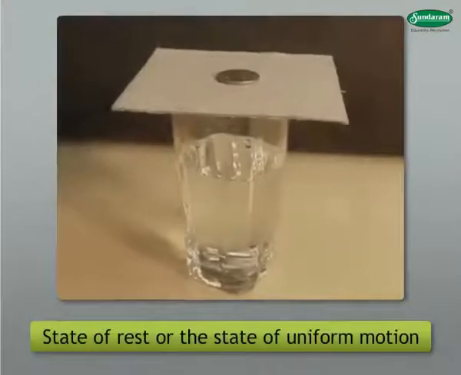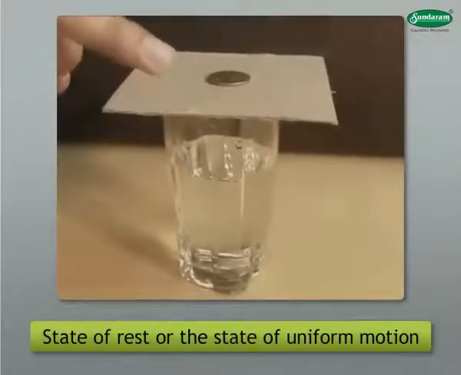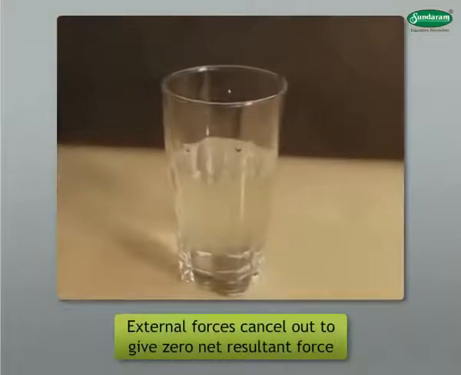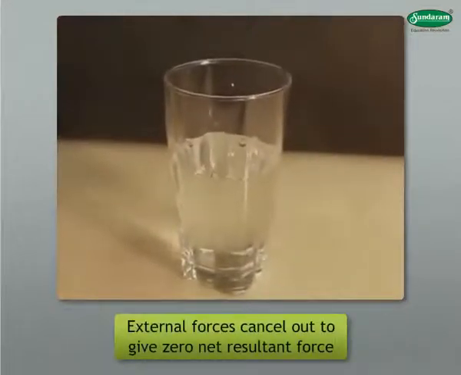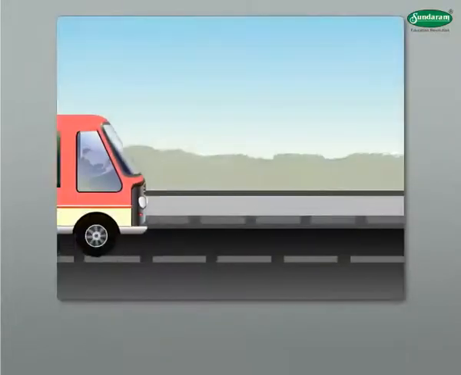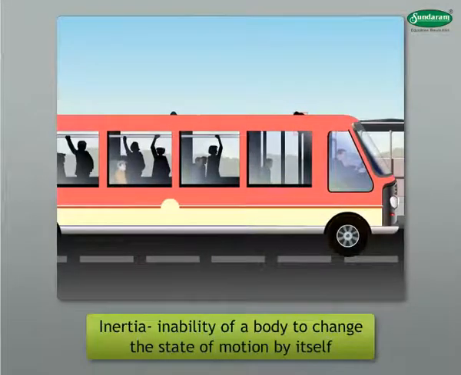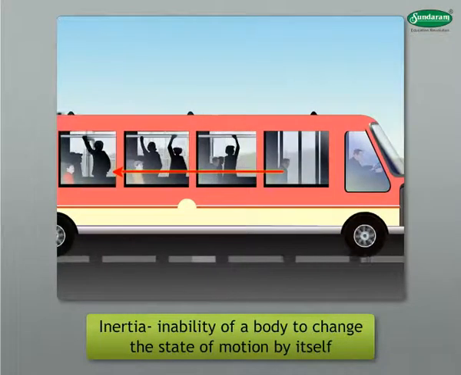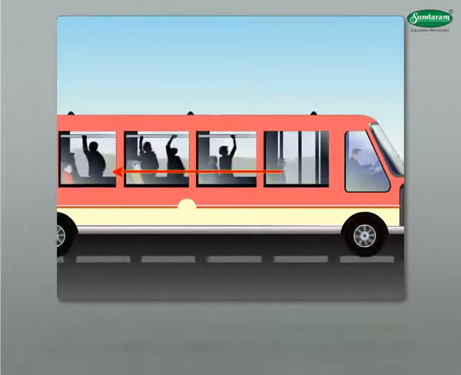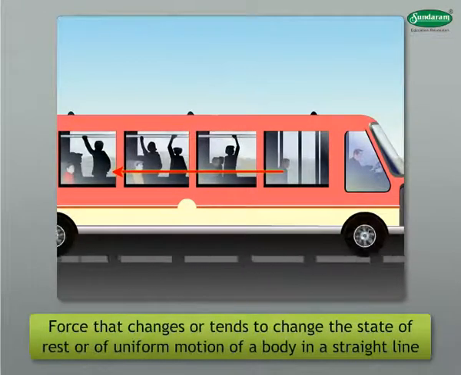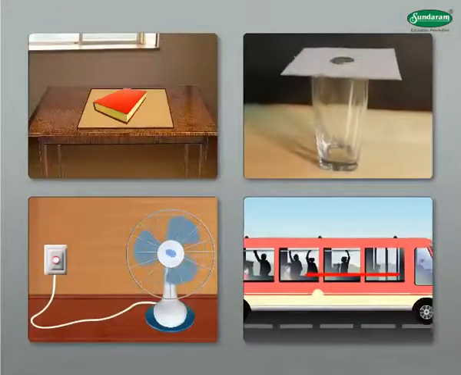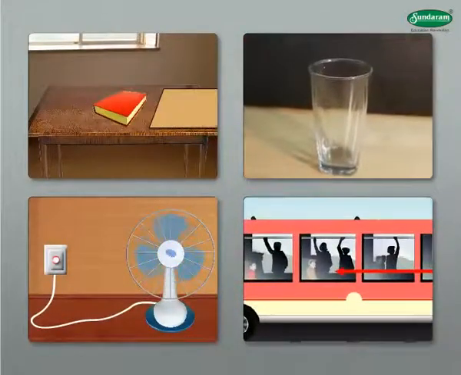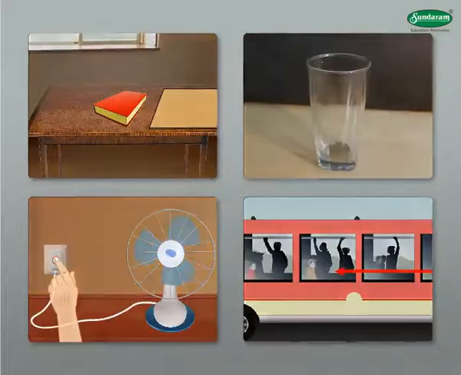The state of rest or the state of uniform motion is because various external forces cancel out to give zero net resultant force. Newton's first law explains inertia, that is, the inability of a body to change its state of motion by itself. It also explains force, which changes or tends to change the state of rest or of uniform motion of a body in a straight line. All the examples of inertia are examples of Newton's first law of motion.